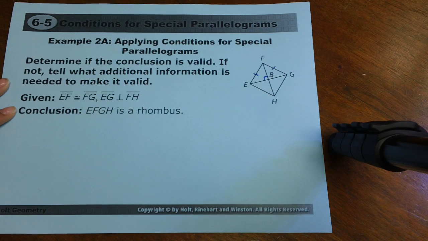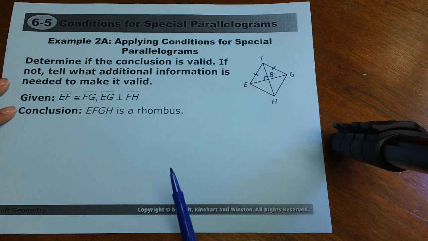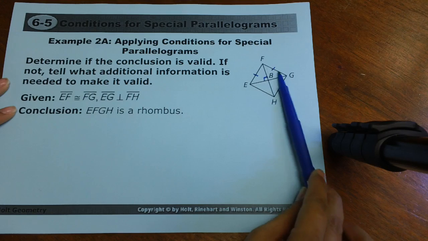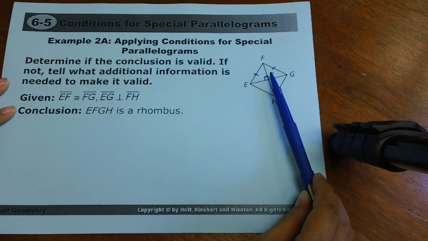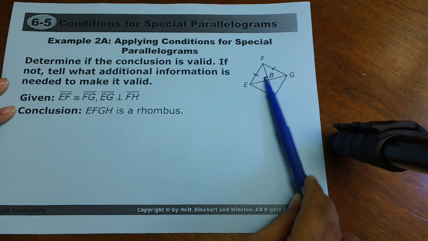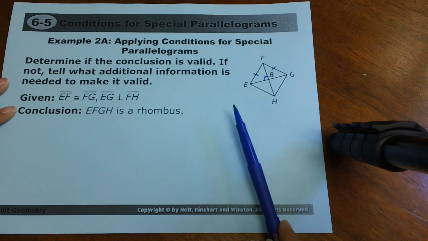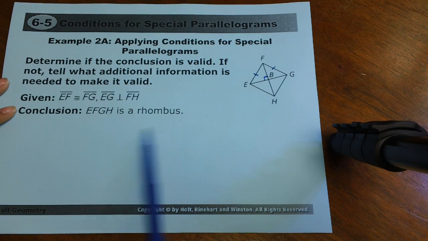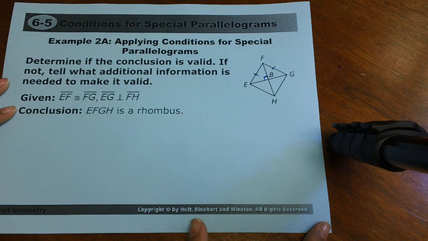So hopefully you decided that this was not enough information. It's not a valid conclusion. There are two theorems that we just learned that said that if two consecutive sides are congruent, then it's a rhombus, and there's also a theorem that you learned that said if the diagonals intersect at 90-degree angles, then it's a rhombus. But both of those theorems had to start out by saying that this was a parallelogram, and it never told you that this shape here was a parallelogram, so you don't have enough information.